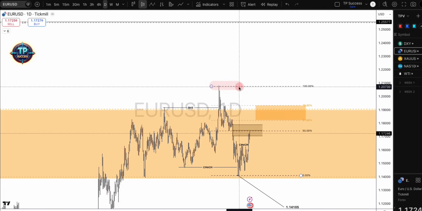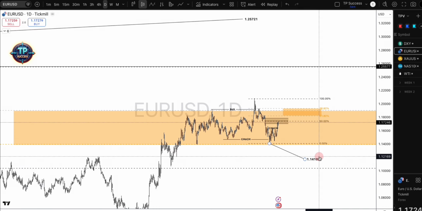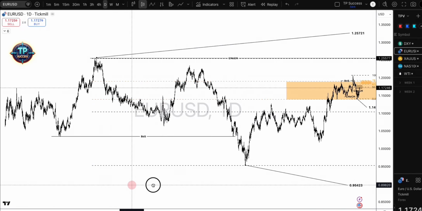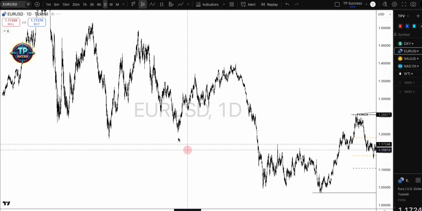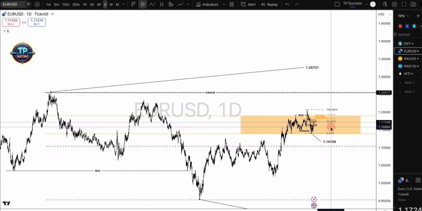Essentially, we would have a break of structure, because overall looking at this on a much larger time frame, okay, whoops, I got that all wrong. So overall, in a much larger time frame, we can see that this is bearish.